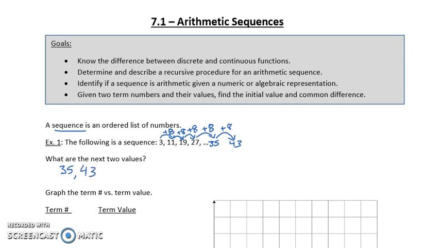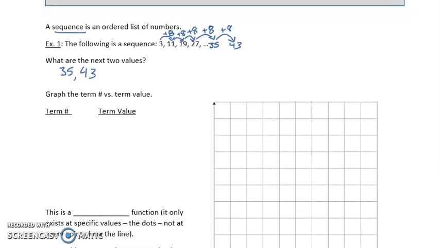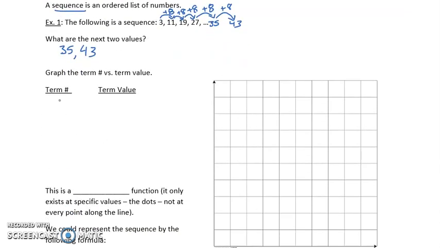Now if I asked you to graph the term number versus the term value, we would get the following. Our term number is 1, 2, 3, 4, 5, 6. We've got 6 terms here. Those are called the term number. So 3 is the term value of term number 1. 11 is the term value of term number 2, etc.